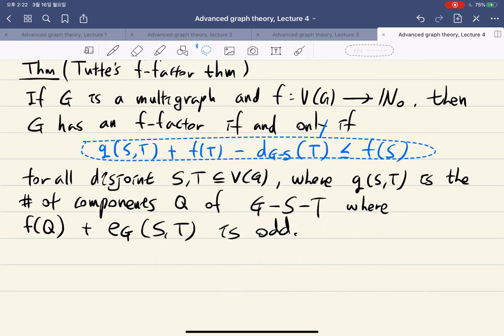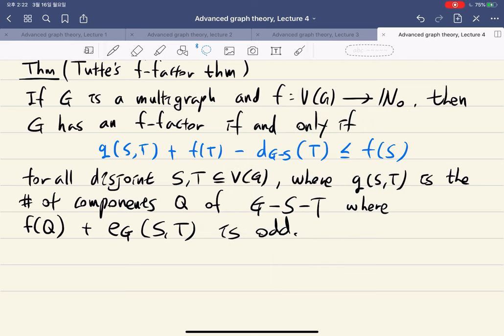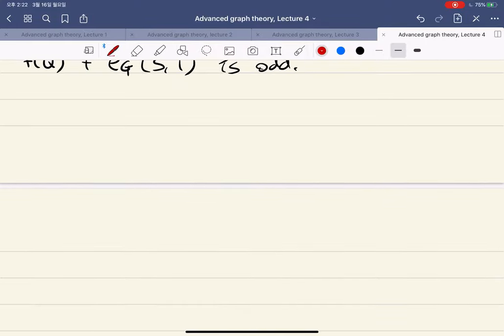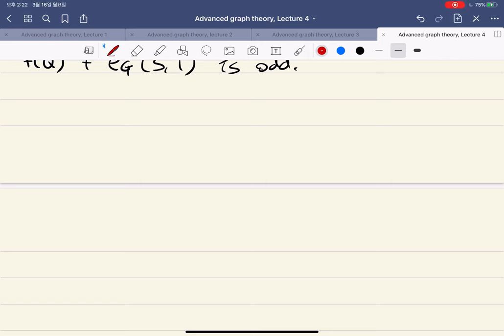Let's give some color. So why do we get this weird-looking relation? So why do we have this q(S,T)? Actually, necessity is not difficult to show, so we will skip proving necessity. You can prove it for yourself.